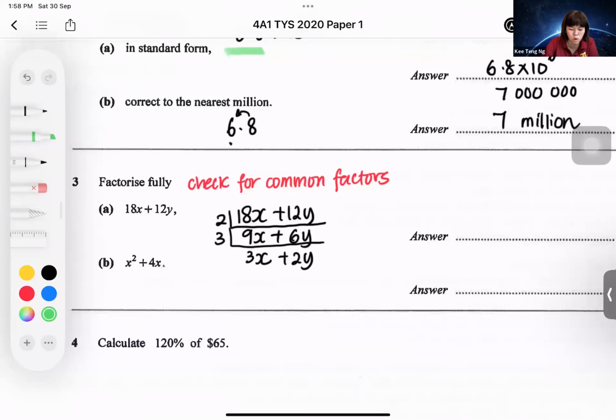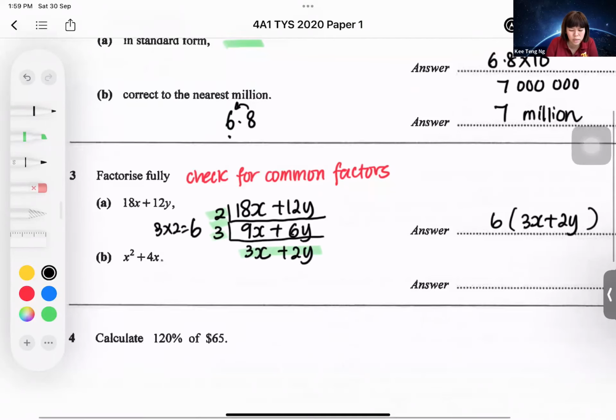So in this case, no more common factor already. This one will be 3 times 2, 3 times 2 equals to 6. So our common factor will be 6, bracket, the one that's remaining over here, 3x plus 2y. For those of you who are directly able to see that the common factor is 6, you can go ahead and factorize out 6 directly.